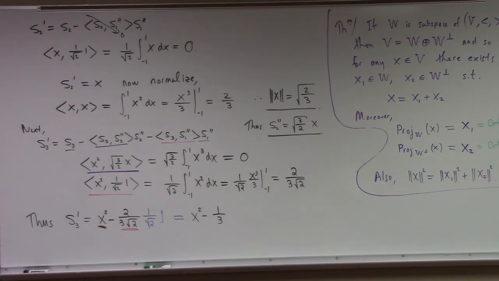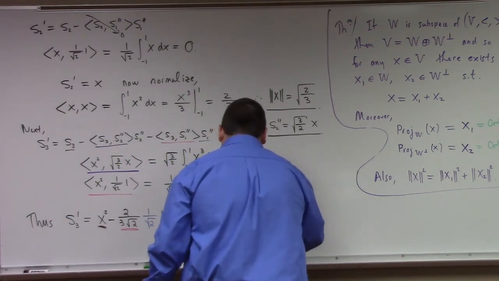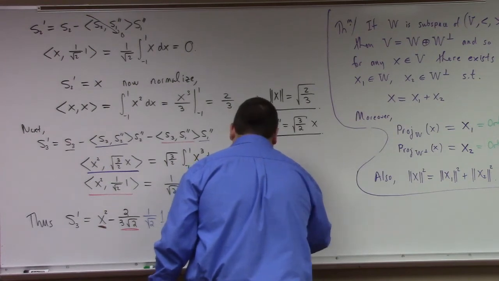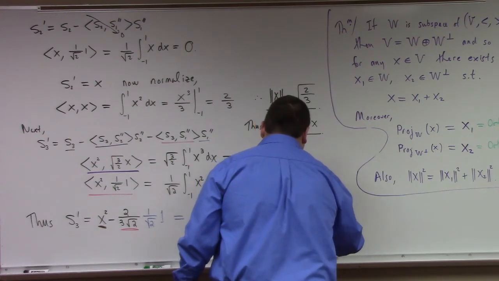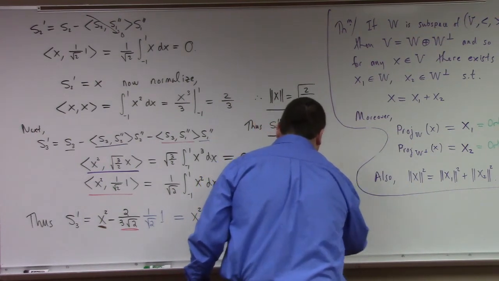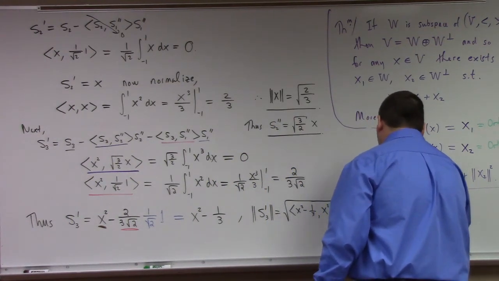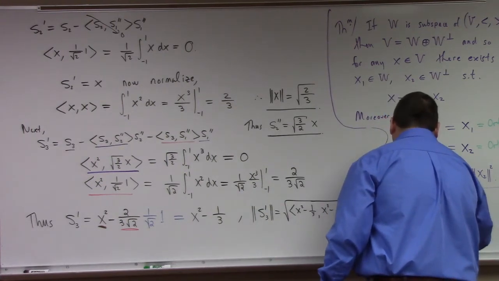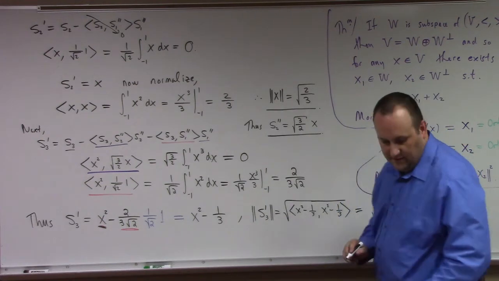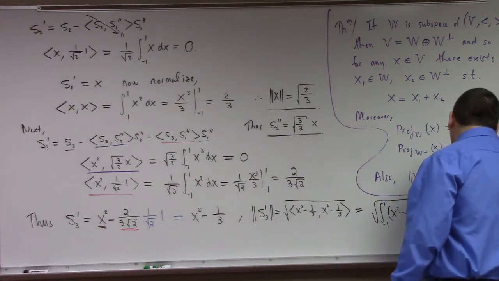Now that is not a unit vector, so we have to normalize it. So let's see here, the length of S3 prime is the square root of the inner product of x squared minus 1/3 with x squared minus 1/3, right? Which is the square root of the integral from minus 1 to 1 of x squared minus 1/3 quantity squared dx, which if you tilt your head and squint, you can see is clearly the square root of 45 over 8.